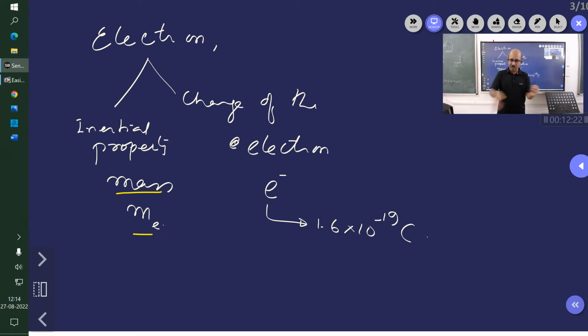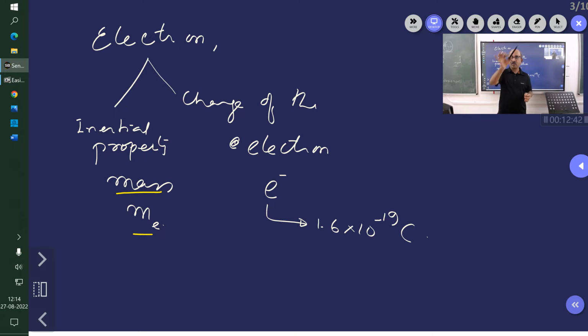Charge means I will remove some electrons by some means you will learn in your higher classes, or I will add some electrons to this. If I remove electrons, it becomes positively charged. If I add electrons, it becomes negatively charged.